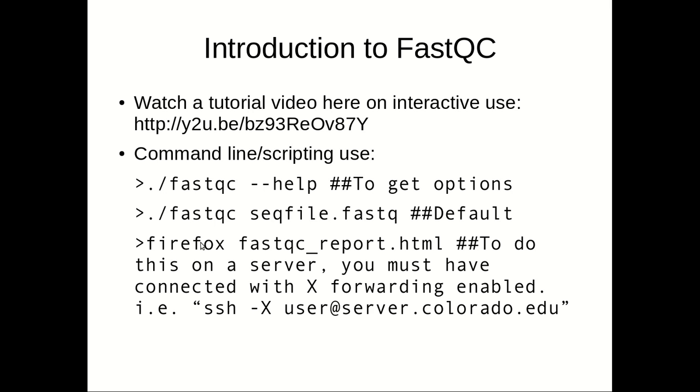Then we have the report, which will be in HTML. To look at that, you just run Firefox and the report.html. The key point here is that if you're doing this on a server, you have to have connected with X forwarding enabled. That lets you basically look at graphical software on the server on your own screen. The way you do that is ssh -X, your username at the server .colorado.edu.